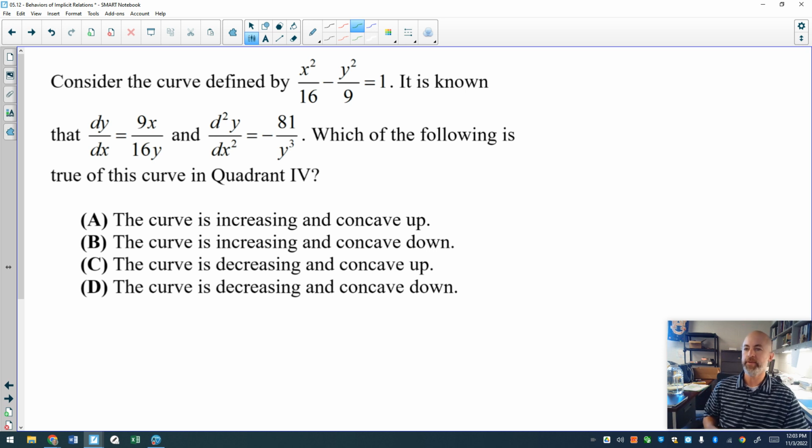So we have this curve, x squared over 16 minus y squared over 9 equals 1. And you are immediately thinking that that is a hyperbola, correct? With a transverse axis of 4 and a conjugate axis of 3.